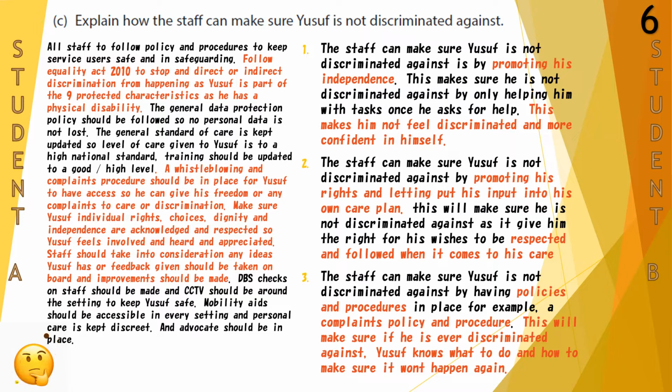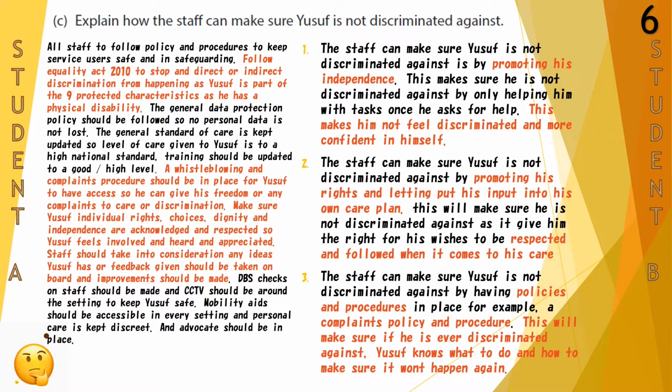They then move into data protection, which again is an important thing. It is another way of protecting Yusuf. And if the question was how Yusuf is protected, safeguarding, Equality Act, Data Protection Act, DBS checks, CCTV, perfect. But because it's more about how he's not being discriminated against, the data protection information is not really relevant to the question. Whistleblowing does come back in, which is great.